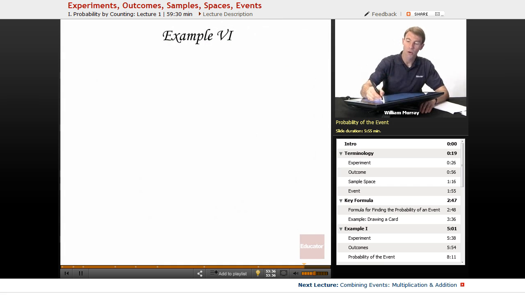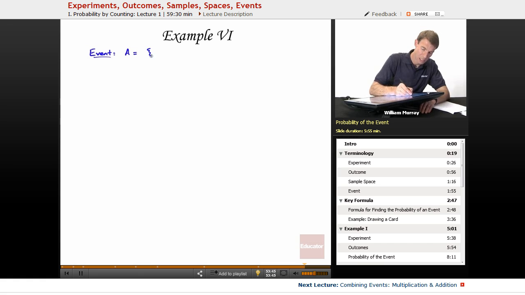So keeping going with this example, our event is the number of ways to get a 5-card poker hand of all spades.